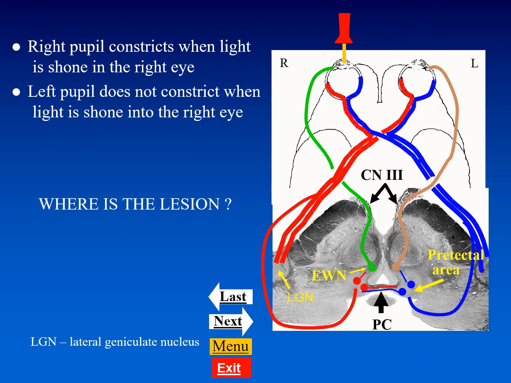Now, when light is shown into the right eye, the pupil constricts, meaning that there is a direct pupillary reflex in the right eye. And we note that the left pupil does not constrict. There's an absence of the consensual response when light is shown in the right eye. So where is the lesion?